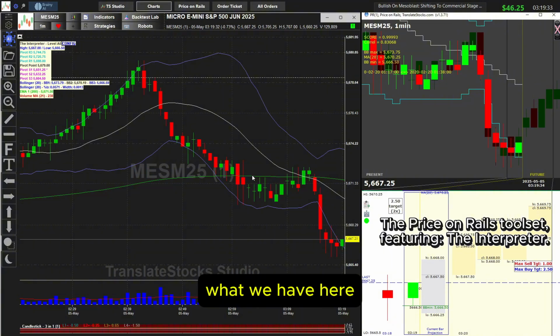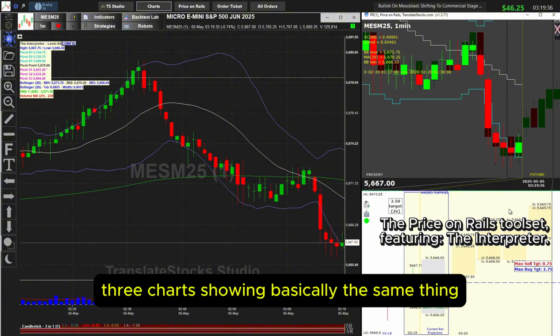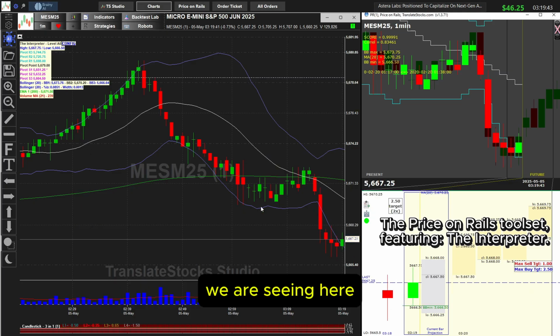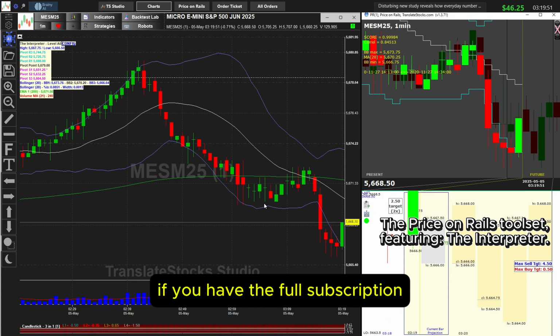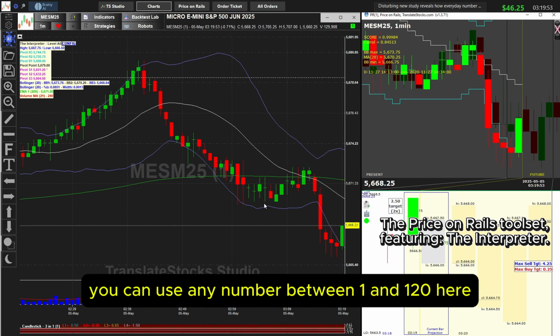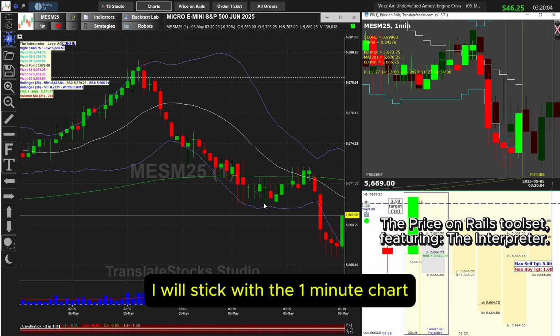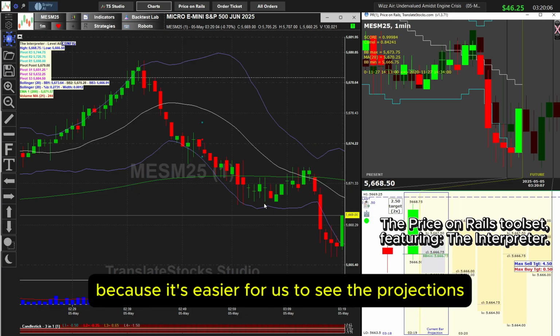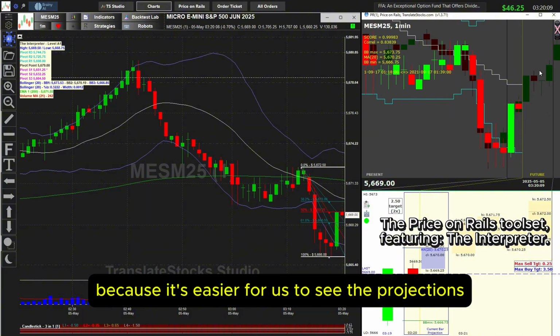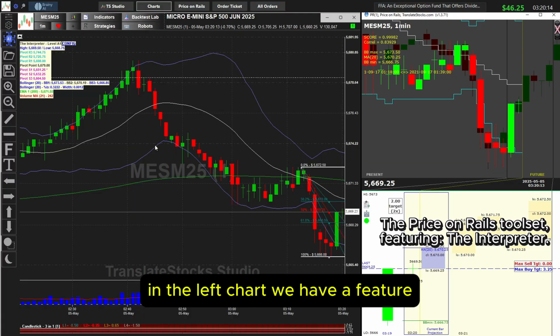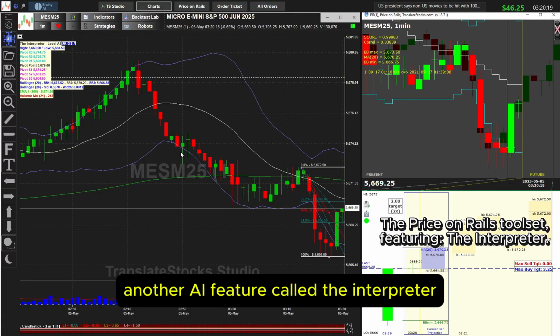What we have here are 3 charts showing basically the same thing. On the left chart, we have the traditional 1 minute chart. If you have the full subscription, you can use any number between 1 and 120. Here, I will stick with the 1 minute chart because it's easier for us to see the projections in place. It changes faster. In the left chart, we have another AI feature called the interpreter.